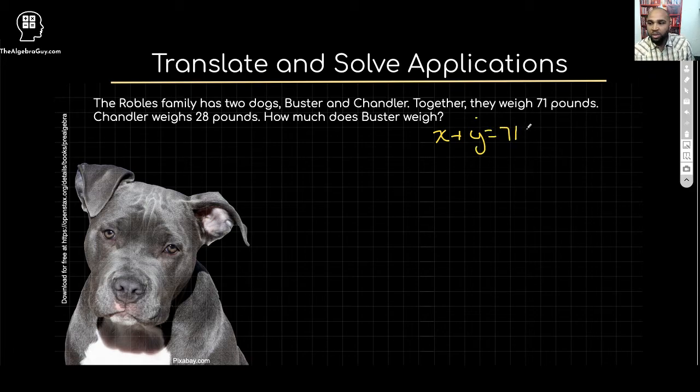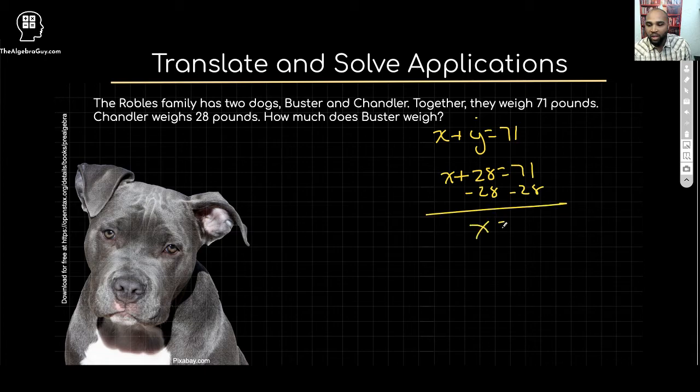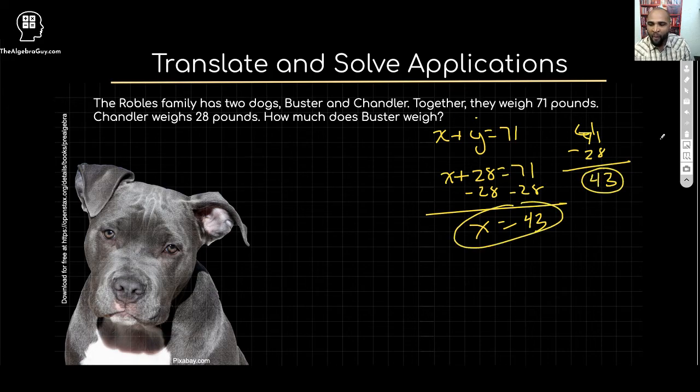And how much does Buster weigh? So Buster is going to be one of these dogs. So let's say it was y. So we got x plus 28 pounds equals 71 pounds. So in this case, we will subtract 28 and get x equals whatever that number is, which looks like it's going to be, round this up to 30, that'd be 41, 43. We'll do the math here just to be sure. 71 minus 28: 11 minus 8 is 3, 6 minus 2 is 4. 43.